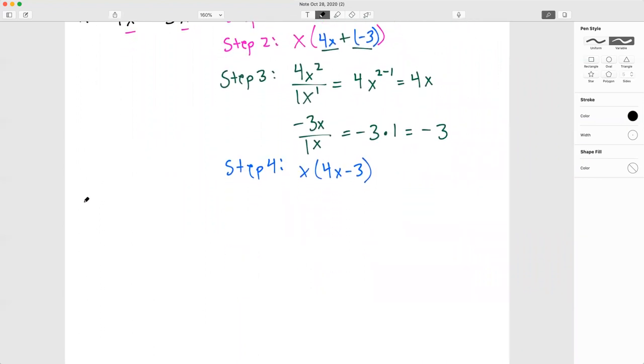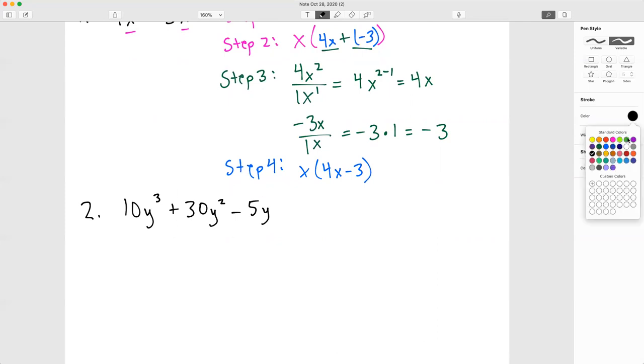Our next example is 10y to the third power plus 30y squared minus 5y. All right, now we have 3 terms. How do we find the greatest common factor of 3 terms? Well, we just have to find the biggest number we can divide all of them by.